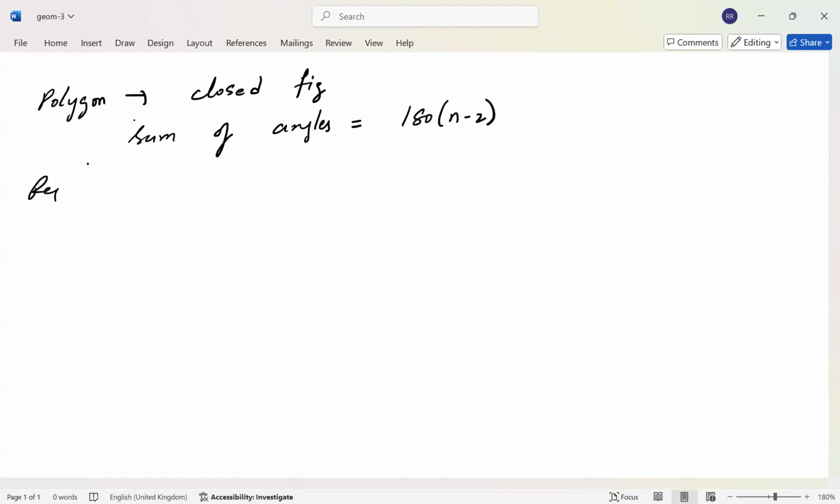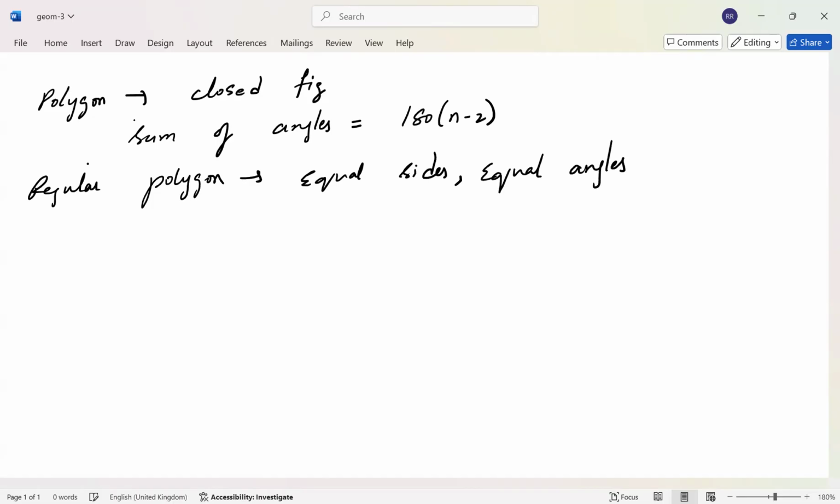And regular polygon is a polygon which has all sides equal and all angles equal. So equal sides and equal angles. How to find each angle in a regular polygon is 180 into n minus 2 by n.